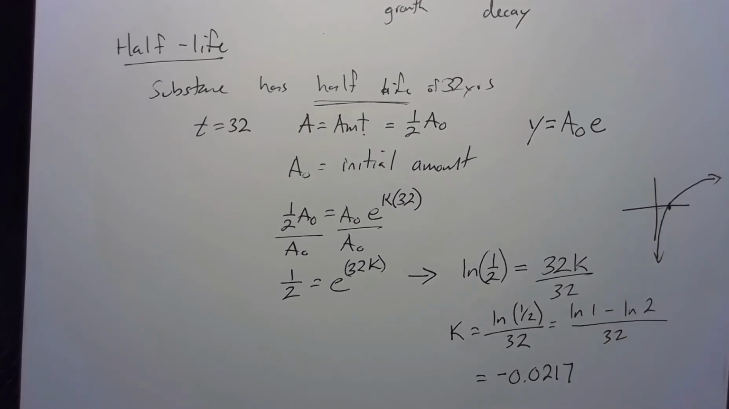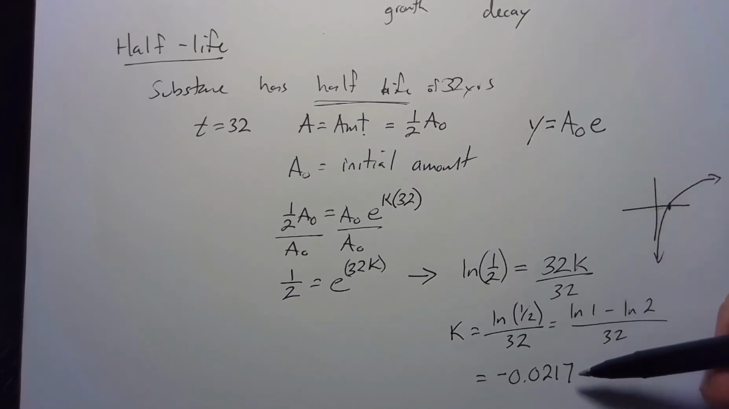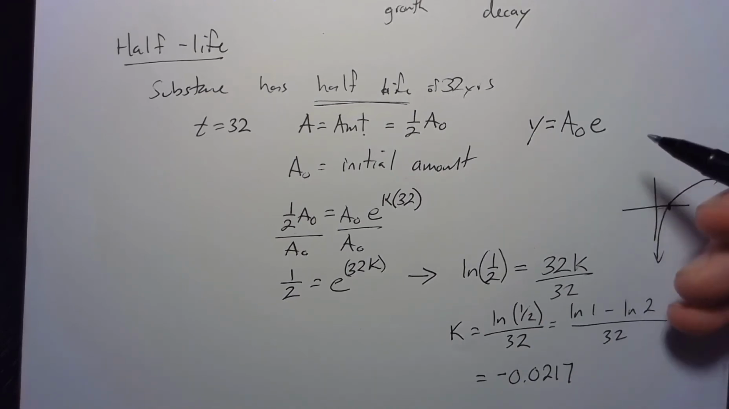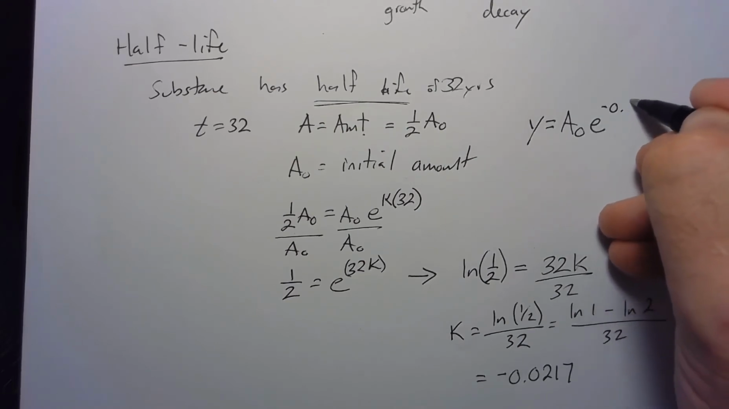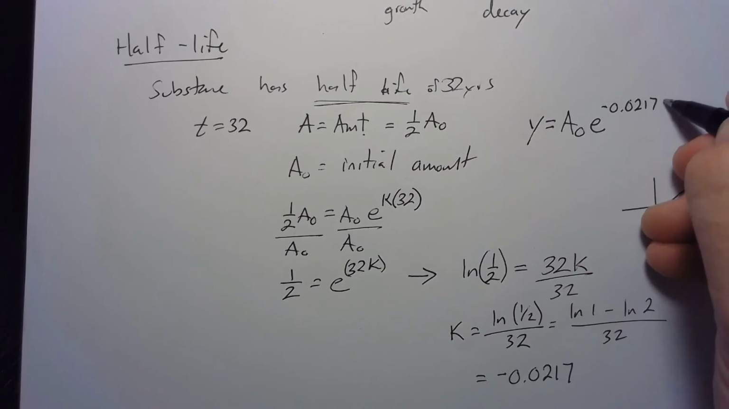I'm going to round it to 4 decimal places. In some cases, you might have to round it to 6. Some you might have to round it to 3. You're going to want to round it to as many decimal places as possible to get the most accurate answer in the final question. So I'm going to have e to the negative 0.0217 times t.